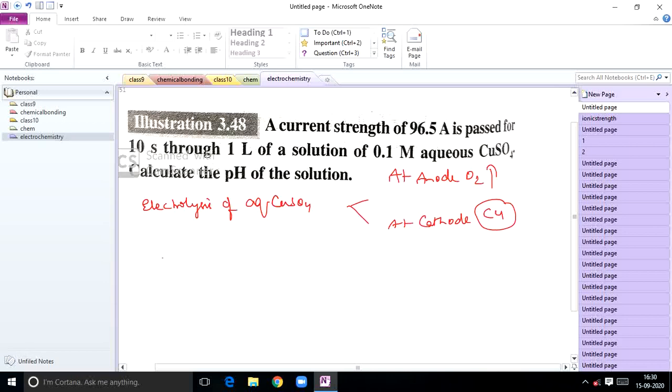So what he is asking: a current of 96.5 amperes is passed for 10 seconds, and 1 liter of solution is given. So how to know the equivalence of current here? The equivalence of current we have to take.